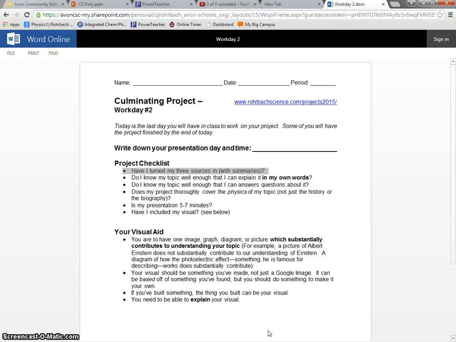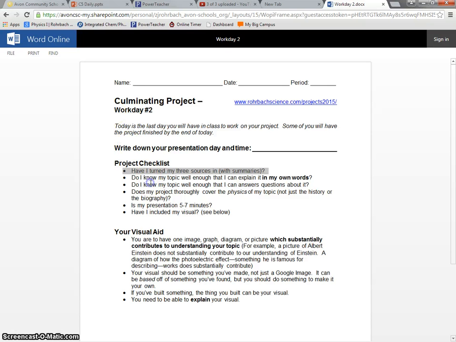Do you know your topic well enough that you can explain it in your own words? Do you know your topic well enough that you can answer questions about it? Part of the grade is that you know something about this. Now, do you have to be the expert? No. But you know something about this so that if I ask you questions or your classmates ask you questions, it's clear that you're not just reading information you found online.